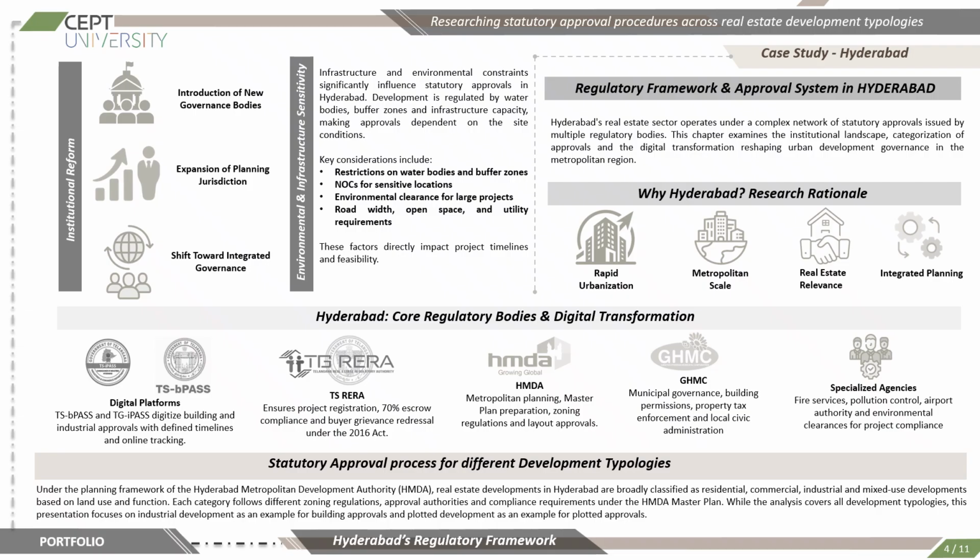The final section explains that these approval systems differ across different development typologies such as residential, commercial, industrial, institutional, and planned developments. While the broader research studies multiple typologies, this presentation mainly focuses on industrial developments, which serve as an example for building approvals, and plotted developments as an example of layout approvals. This comparison helps understand how these approval structures differ depending upon the nature of the development.